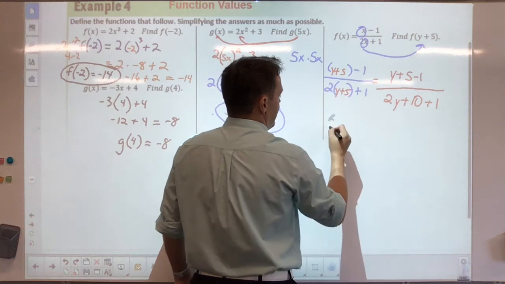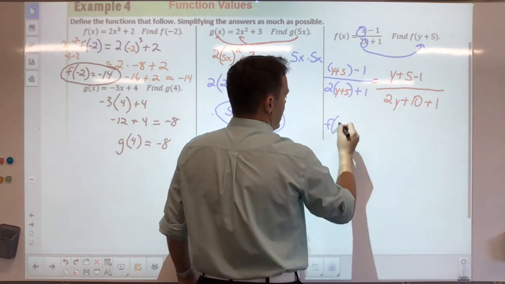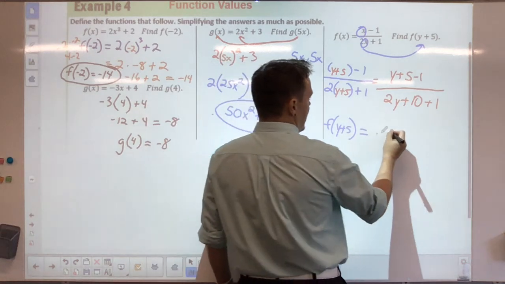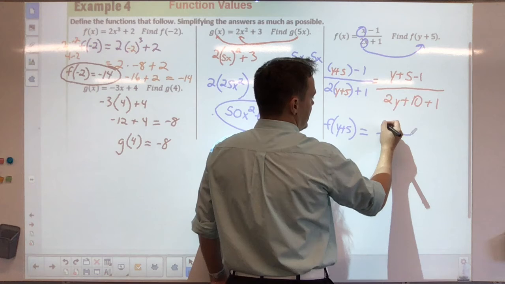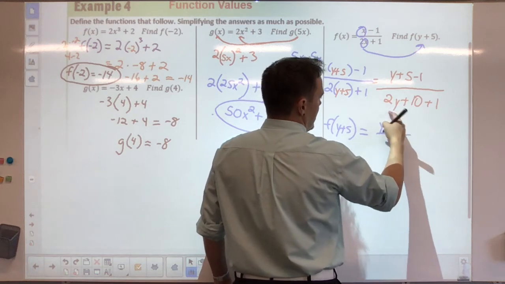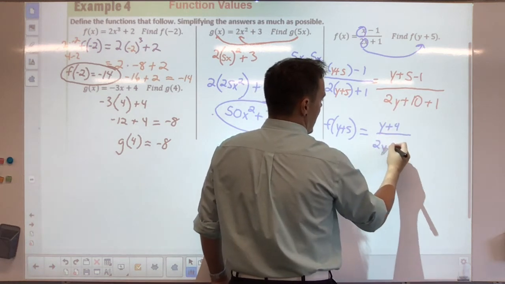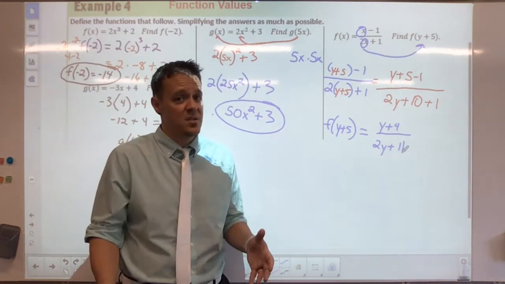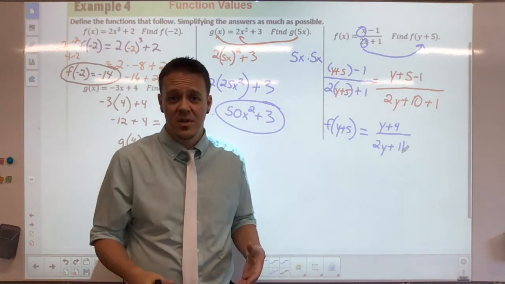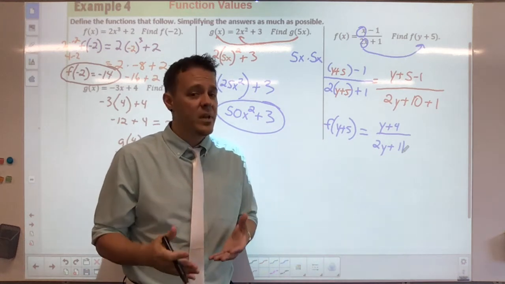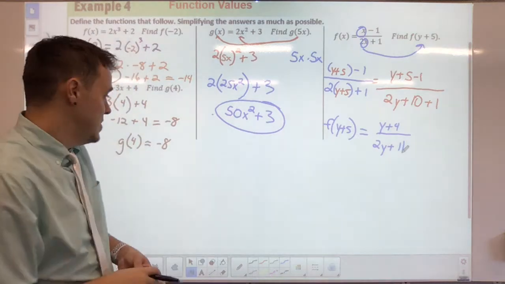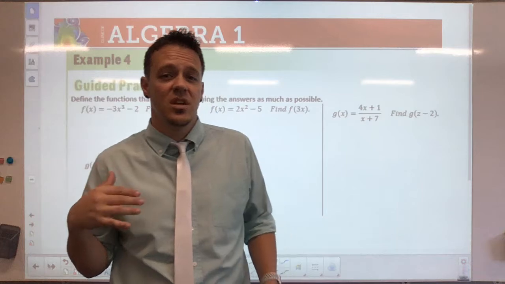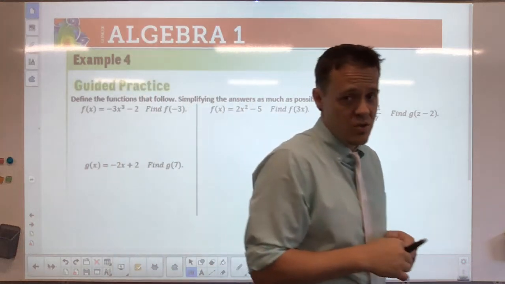So it would be f of, and then it would be y plus 5, because that's what we're looking for, equals. And then you would simplify this out. 5 minus 1, it would be y plus 4, and then over here, this would be 2y plus 11, and that's it. That's the answer. You can't simplify it anymore. You can't do anything crazy with it. That's it. Hopefully you guys understand that. Okay, if not, please make sure you come see us. There will be a couple of these on the homework, but that's the most challenging thing you'll face so far. Try these ones on your own.